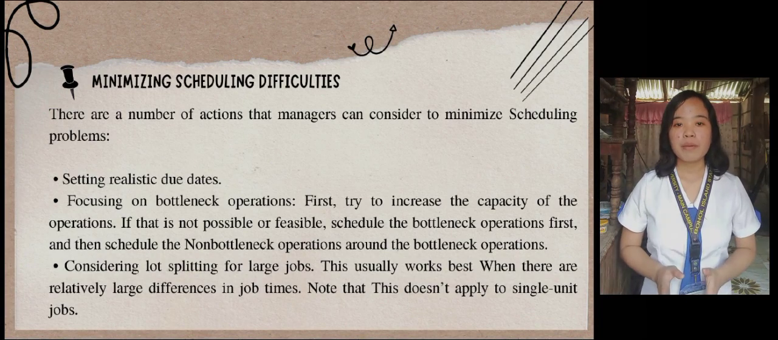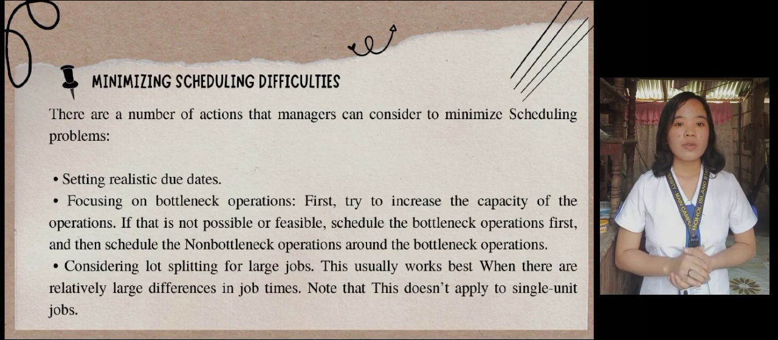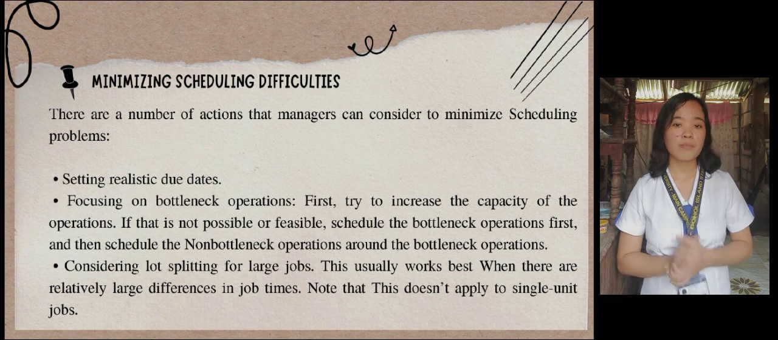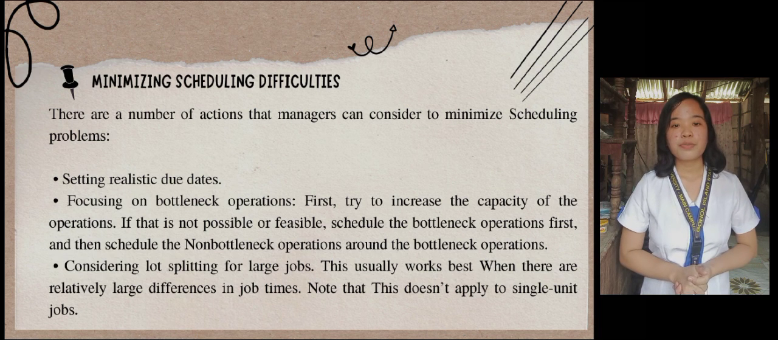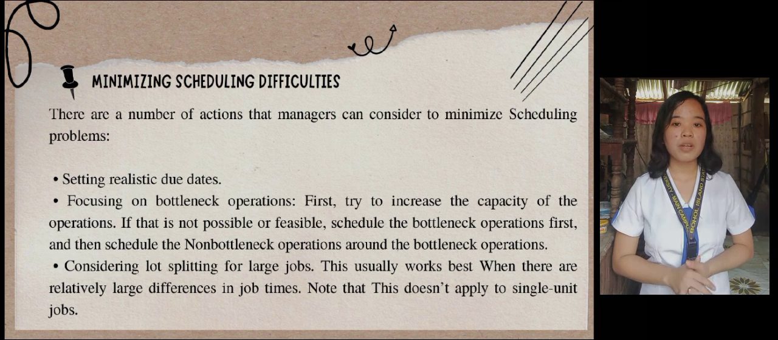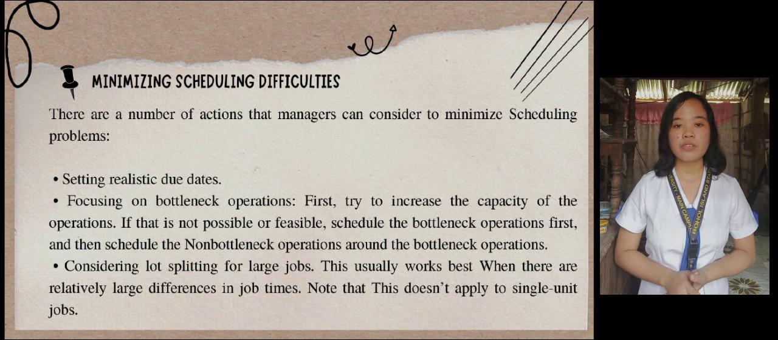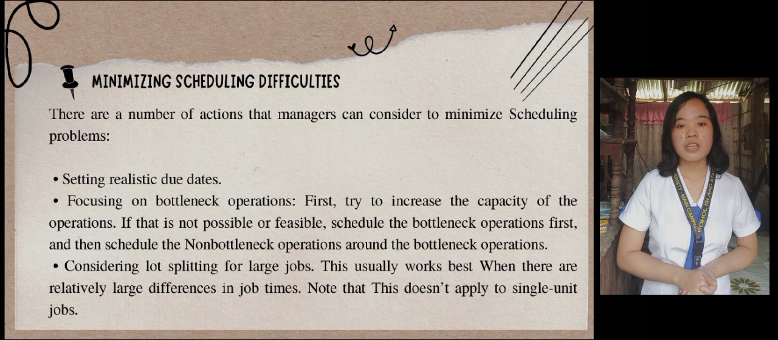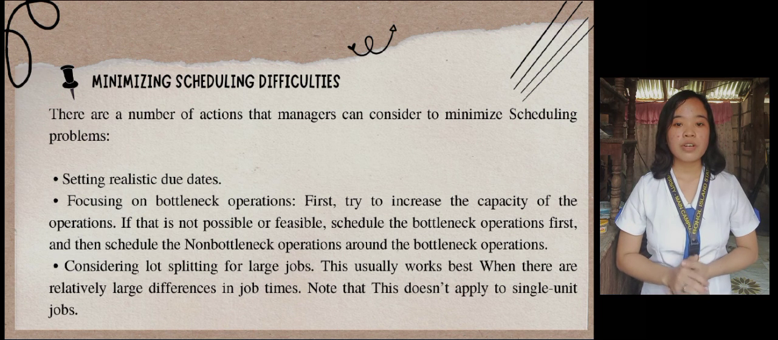So, if there is a problem, there is a solution, no? So, there are a number of actions that managers can consider to minimize scheduling problems or difficulties. So, first is setting realistic due dates. Next is focusing on bottleneck operations. First, try to increase the capacity of the operations. If that is not possible or feasible, schedule the bottleneck operations first and then schedule the non-bottleneck operations around the bottleneck operations. And last is considering lot splitting for large jobs.